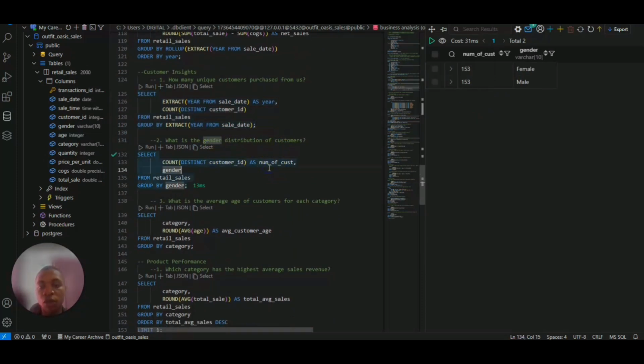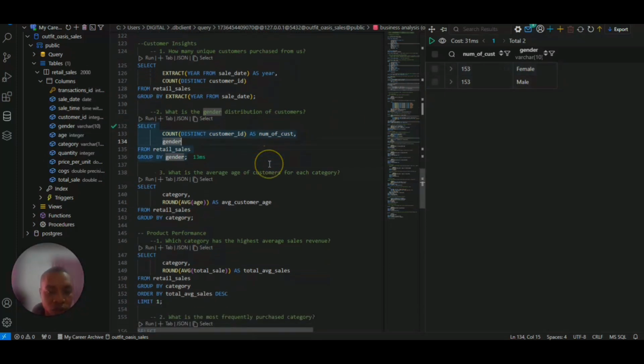Basically, how many customers we have by gender. So we see that we have an equal number of customers for Outfit Oasis. You see we have the same proportion of male and female. So 153 for both categories.